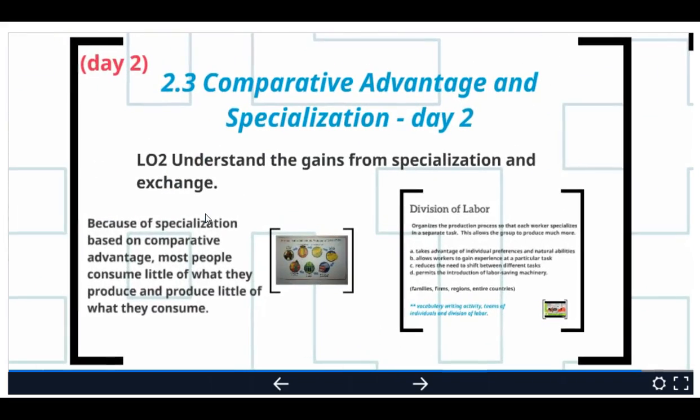Okay, moving on. Now we're going to talk about specialization, understanding the gains from specialization and exchange. Because of specialization, based on comparative advantage, most people consume little of what they produce and produce very little of what they consume. People specialize in particular activities such as plumbing or carpentry. They then exchange their products for money, which in turn is exchanged for goods and services. Specialization and exchange create more interdependence in an economy.